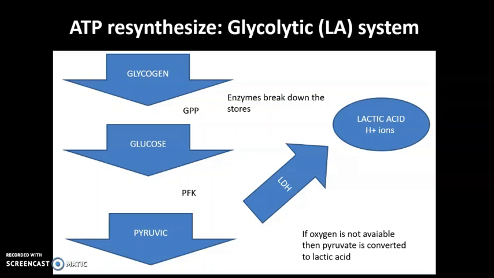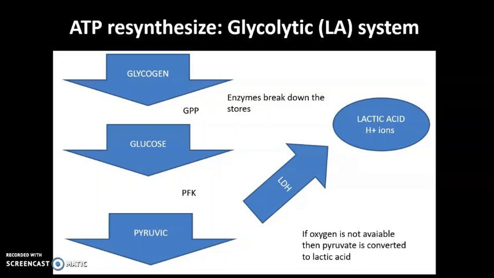The process starts at the muscles where the glycogen in the muscles is broken down into glucose by the enzyme GPP, glycogen phosphorylase. This requires two ATP molecules to supply the energy for this hydrolysis reaction, which then converts it into pyruvic acid by the enzyme PVK, which releases energy. If oxygen is present, then aerobic respiration takes place, but if there is no oxygen, then lactate dehydrogenase breaks down the pyruvate into lactic acid.